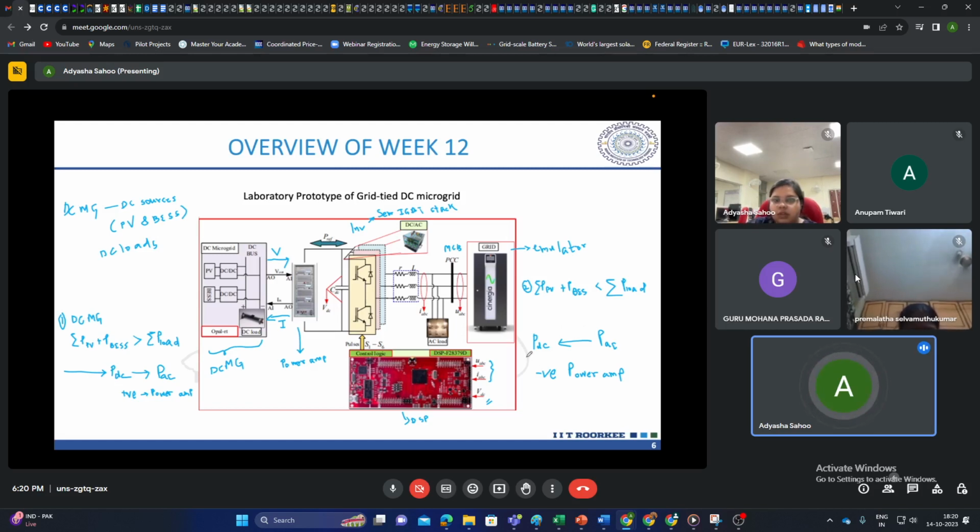Then next we studied the symmetric and asymmetric fault analysis of a DFIG setup, right? So this was, you can say, some block diagram here.